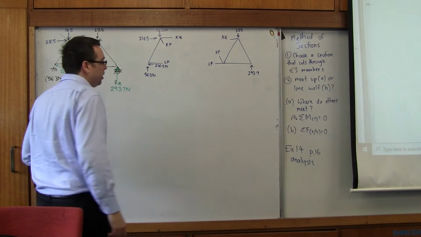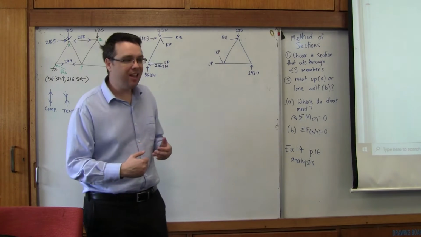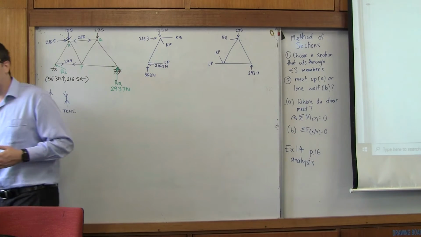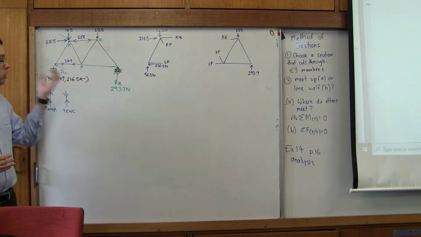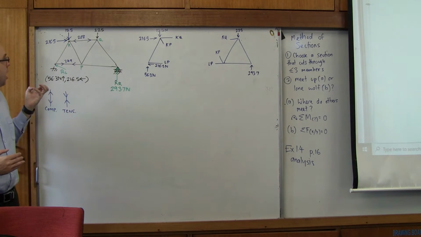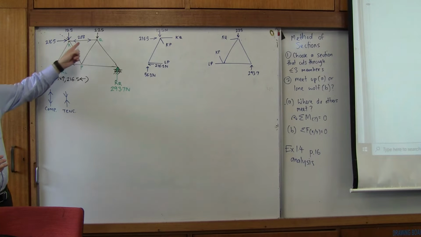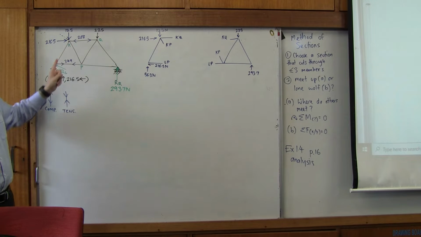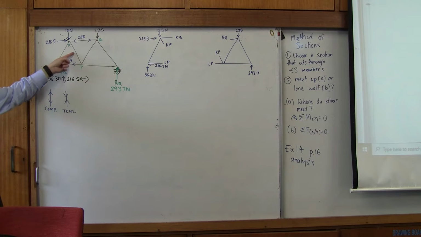In this video, I'm going to be continuing on with exercise 1.4. I'm doing the analysis. So in the textbook, all we need to find is these reactions. I've already given you those values because those reactions have been found. And we have already found KQ and LP. We've already found those two. So what we're going to do now is continue and find KP this time around.